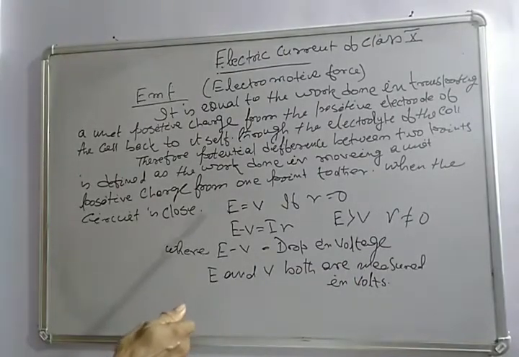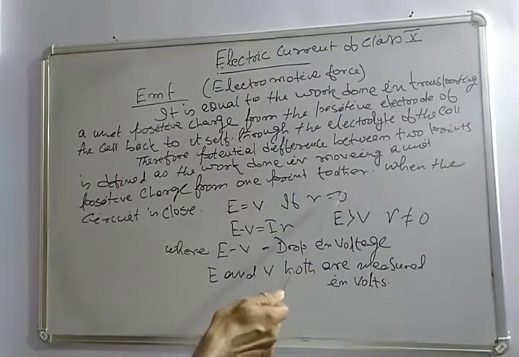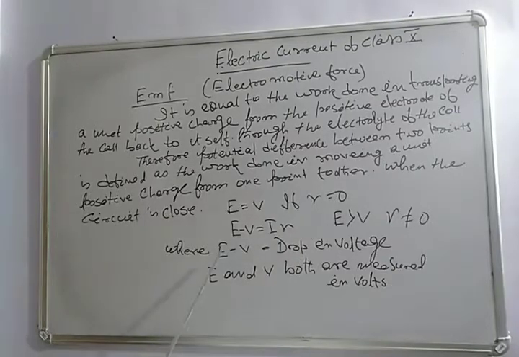E is equal to B if R is equal to 0. E minus B is equal to IR if E is greater than B and B is not equal to 0, where E minus B is equal to the drop in voltage, and E and B are both measured in volts.